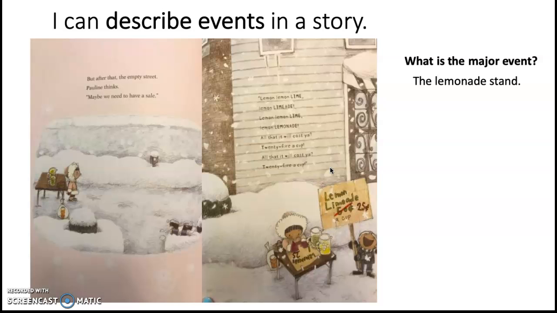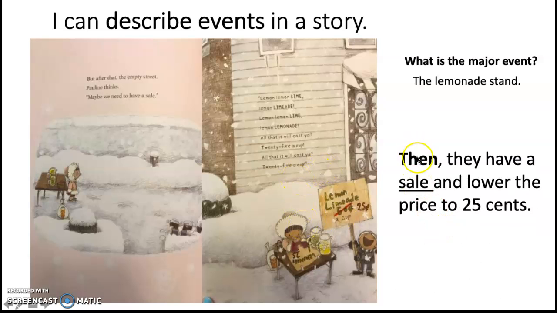So how would we describe the lemonade stand on this page? We can say, then they have a sale, and they lower the price to 25 cents. Here's where I found that they have a sale. I can also look here at their sign. They crossed out 50 and put 25 cents a cup.